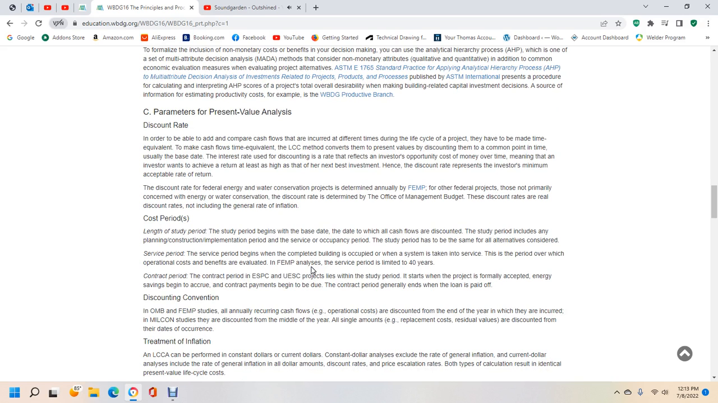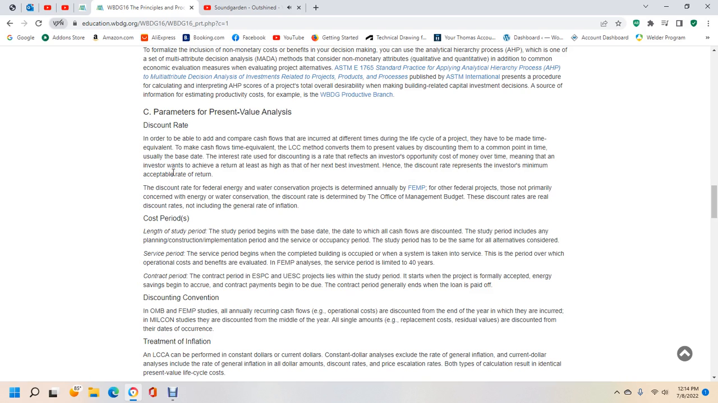In order to compare cash flows occurring at different times during the life cycle of the project, you have to make the cash flows time-equivalent for the equivalent life cycle cost. The method converts cash flows to present value using a discount rate to a common point in time, usually the base date. This rate reflects investor opportunity cost, the cost of money over time, meaning an investment must achieve a return at least as high as the next best investment. Hence, the discount rate may represent the investor's minimum acceptable rate of return.